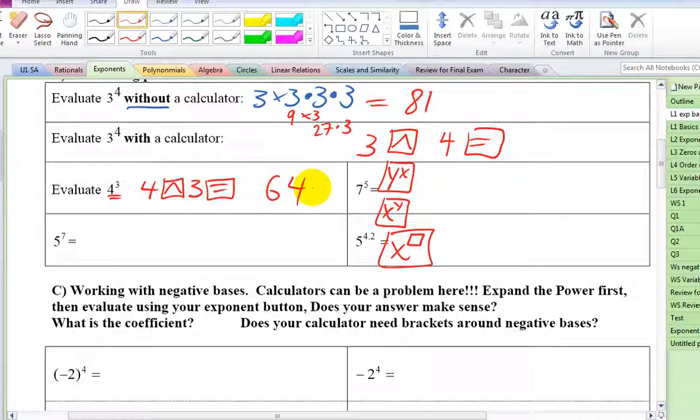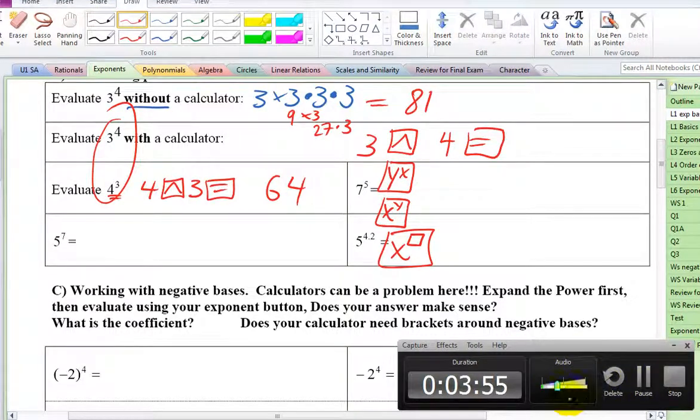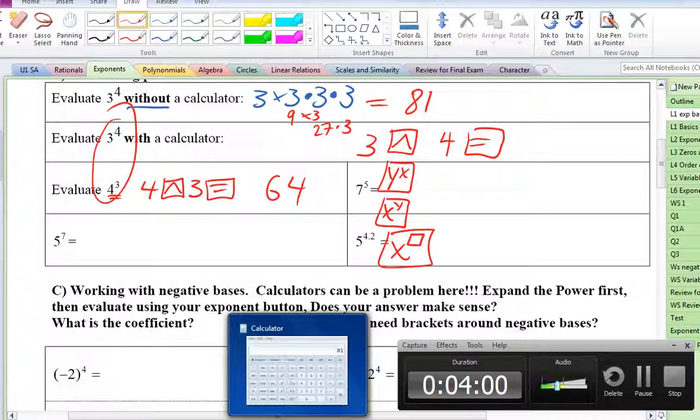Next one. Now, this is interesting. Notice how these have the same numbers, but it really matters the order you put into your calculator. Okay, which one's the base, which one's the exponent? Big difference. Okay, do 7 exponent 5. Go. Nelson, what'd you get? 16,807. Yeah. Hands up if you got that. Awesome.